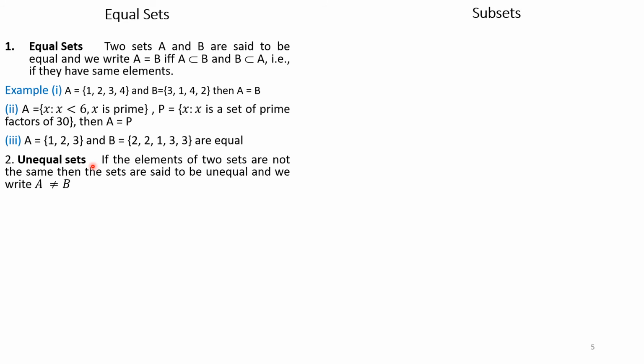Next point, unequal sets. If the elements of two sets are not the same, then the sets are said to be unequal. And we write A is not equal to B. That is, A, this equal sign with a strike, is not equal to. So A is not equal to B. This is the symbol for not equal to.